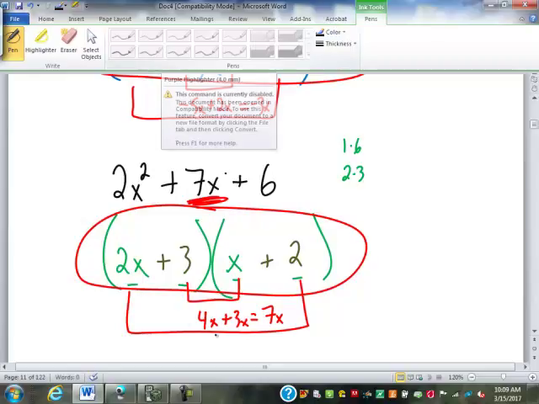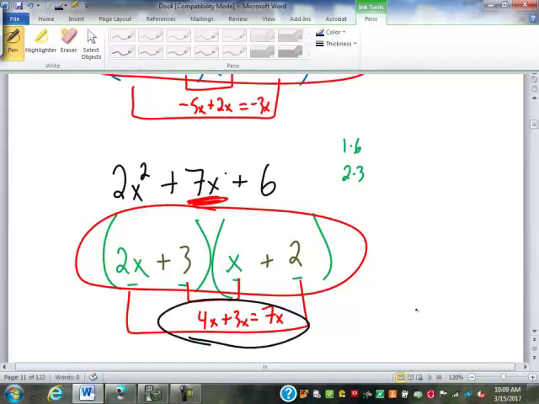So sometimes when you get to this point and check, it's not going to work. You're just going to have to go back and switch the numbers. What's that? 1 and 6 won't work. You think they do because they add to 7, but this is a 2 here, not a 1 anymore. So you do have to go back and check the outside and the inside like this.